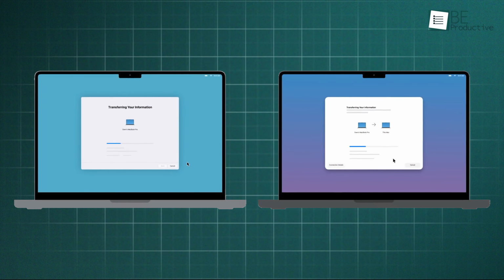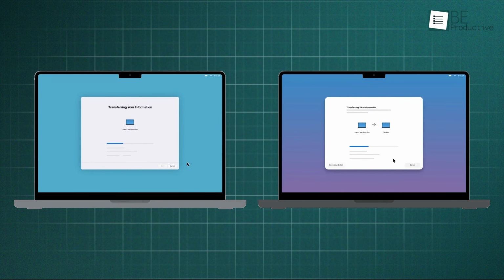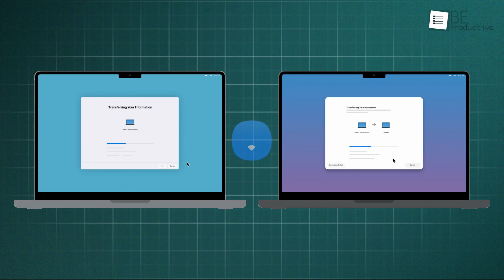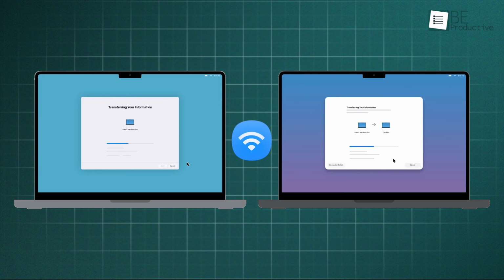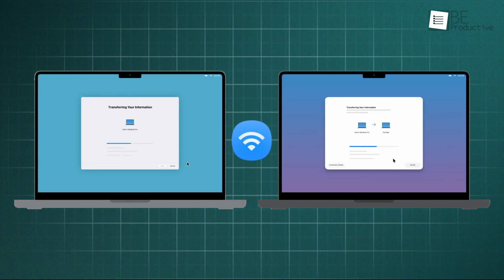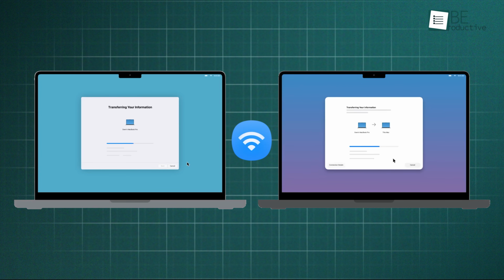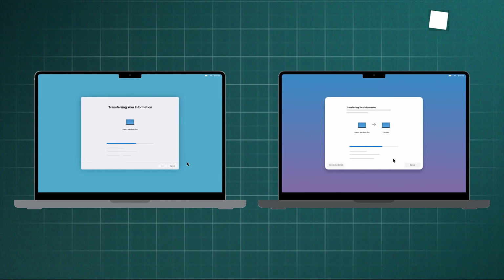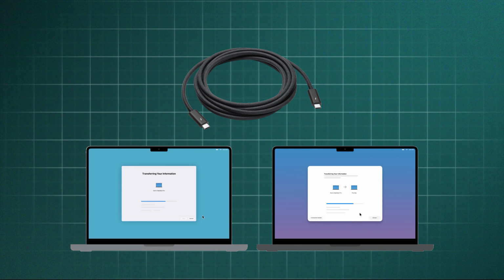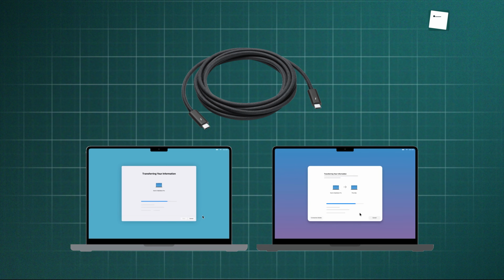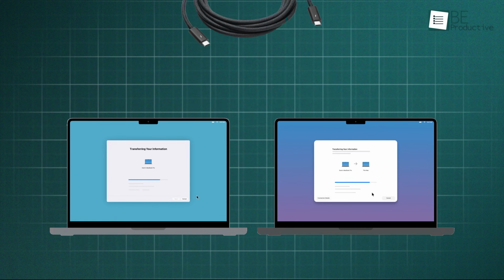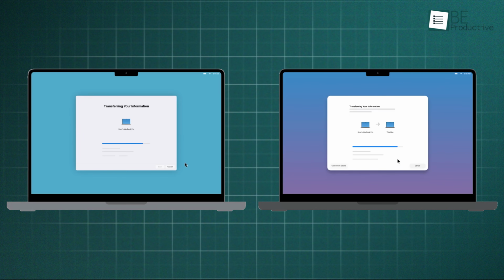Now, let's talk briefly about performance and expectations. Migration Assistant transfers data over your local network, so the speed depends on your Wi-Fi quality and the size of your files. If you want a faster transfer and both Macs support it, you can use a direct cable connection, such as Thunderbolt, which often speeds things up significantly. However, Wi-Fi works fine for most people.